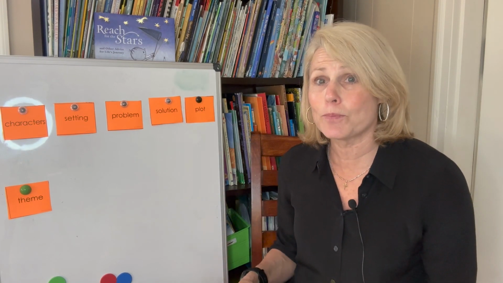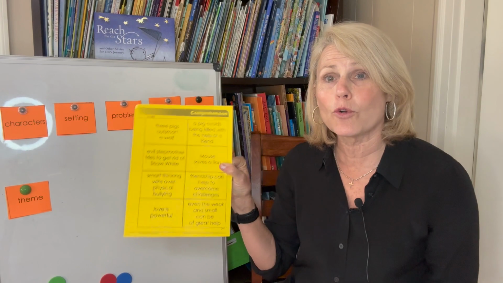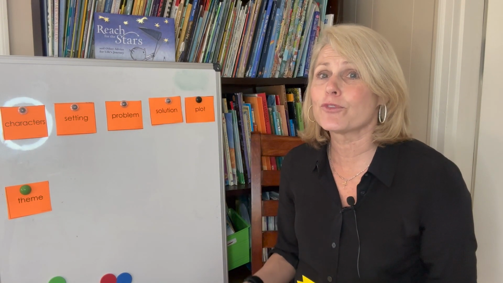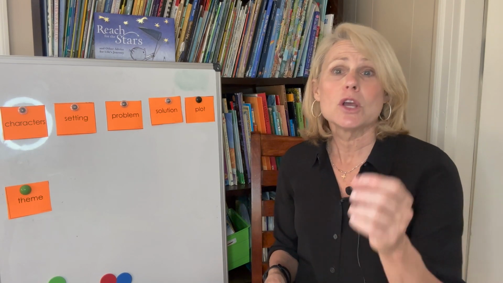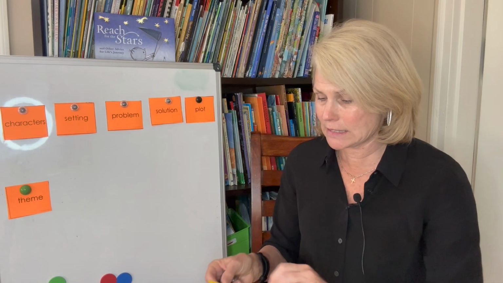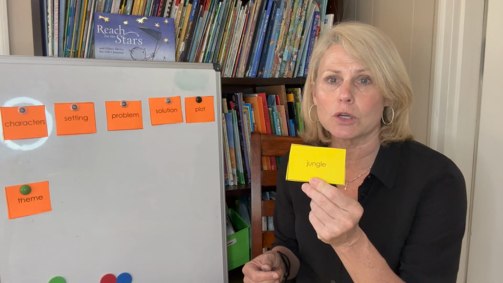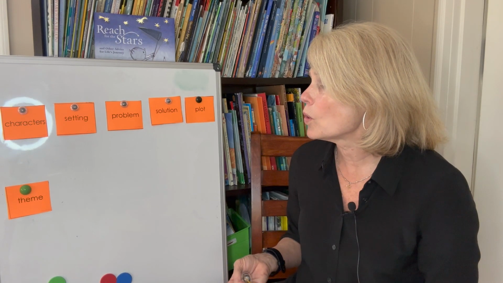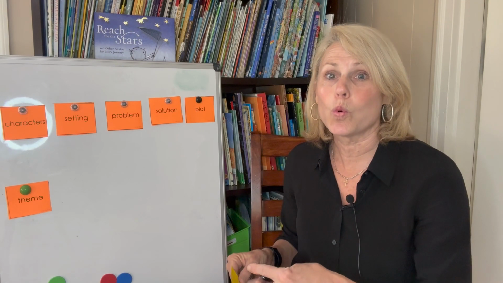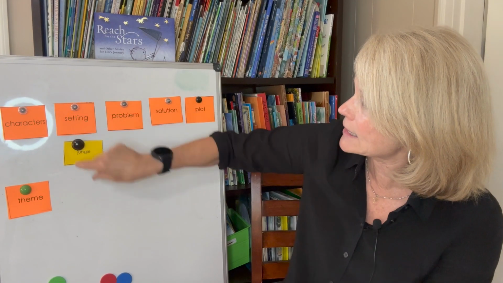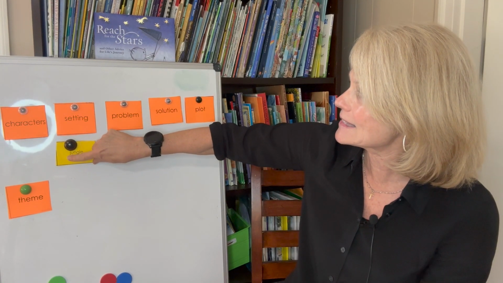So in your packet, there's 3 or 4 of these. And what they have are familiar stories and little pieces. For example, this one says the jungle. So ask your child, the jungle, what would that be? Of course, that would be a setting where the story takes place. So you would place it underneath setting.